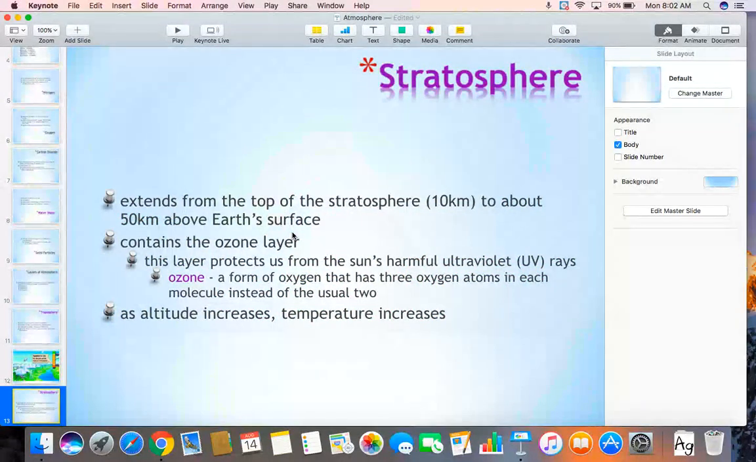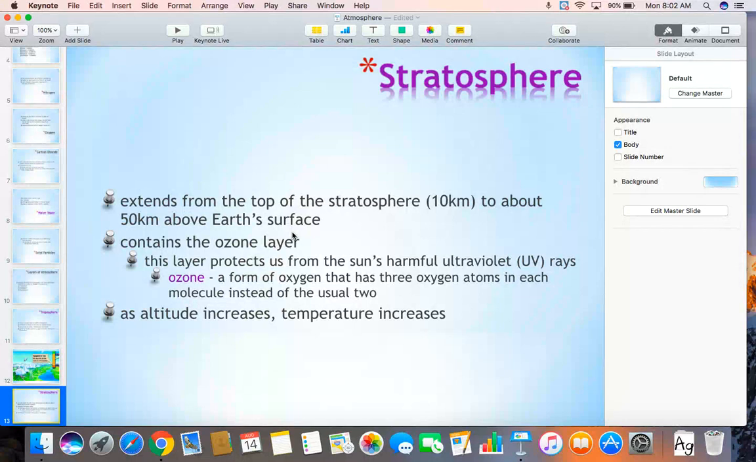Stratosphere extends from the top of the troposphere to about 50 kilometers above Earth's atmosphere, or excuse me, Earth's surface, contains the ozone layer. Ozone. It's a form of oxygen that has 3 oxygen atoms in every molecule instead of the usual 2. Now, it protects us from the sun's harmful UV rays.